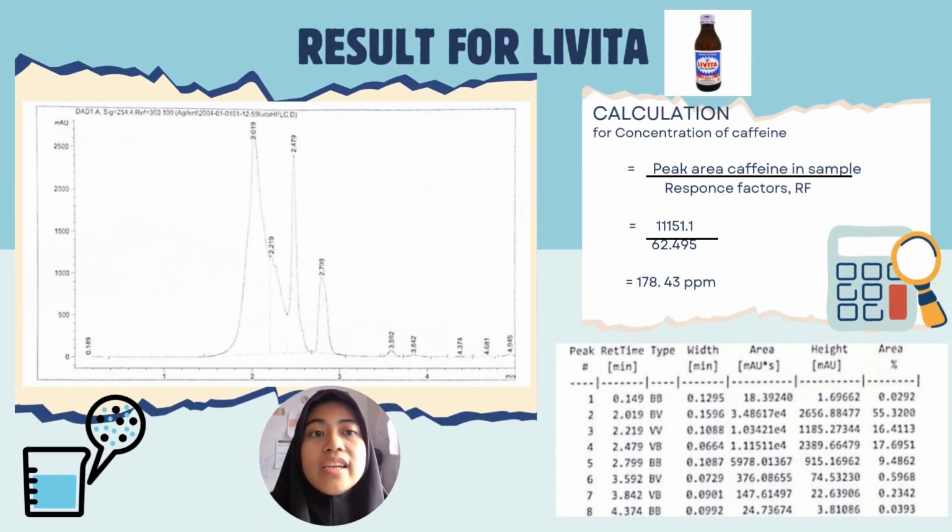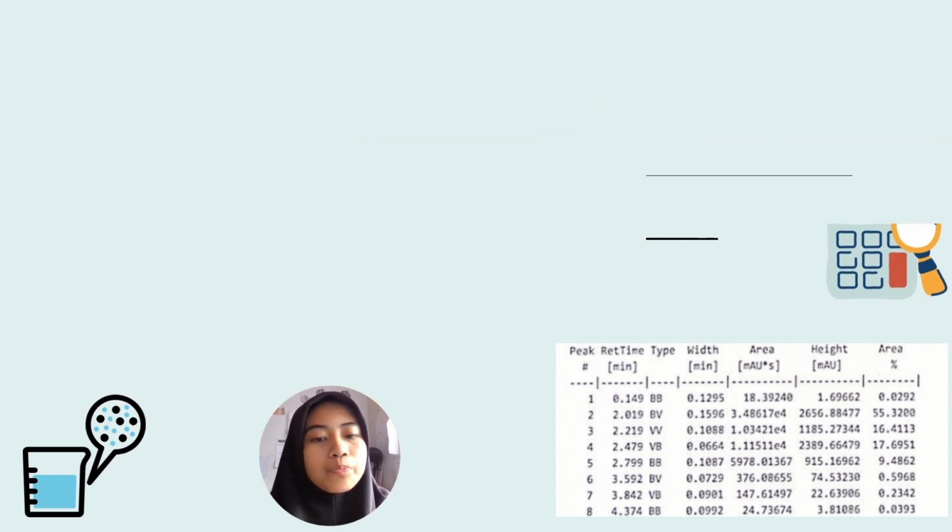Lastly, we can calculate the concentration of caffeine in the Levitra drink. It is the same as for the Coke drink, which is the peak area of caffeine divided by the response factor RF that we calculated earlier. The caffeine peak in the chromatogram of Levitra is the fourth peak, and the peak area is 11151.1, divided by the RF, which is 62.495. Therefore, the concentration of caffeine in the Levitra drink is 178.43 ppm.